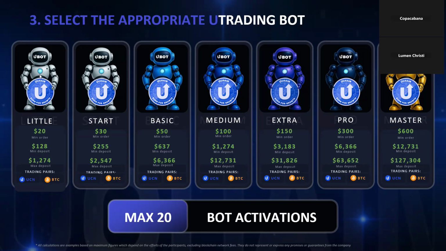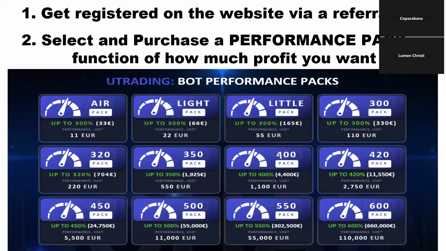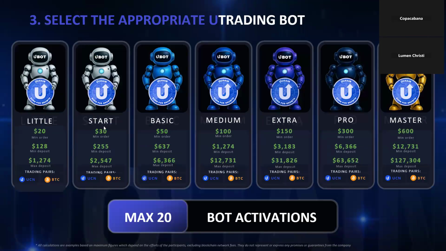Now, you have to come and make a selection of any of these bots here. You can decide to choose any of these bots, but there are certain conditions you must observe. If you've purchased a performance pack like this one, 1,100 euros worth, then which of these bots are you going to select? Is it possible for you to select this bot? The answer is no. Is it possible to select this one? No. Is it possible to select this? No. Is it possible to select this? The answer is yes. This is the minimum bot that you must select.